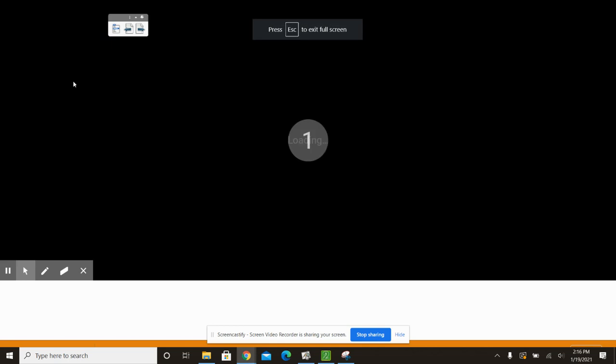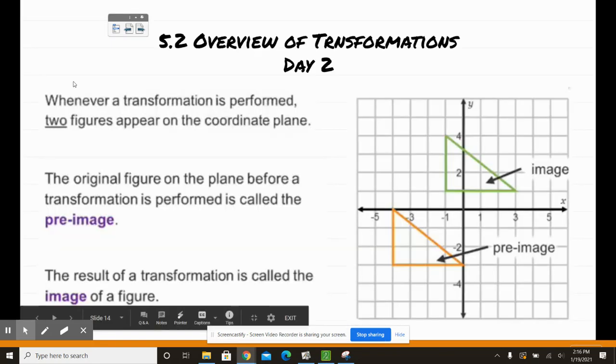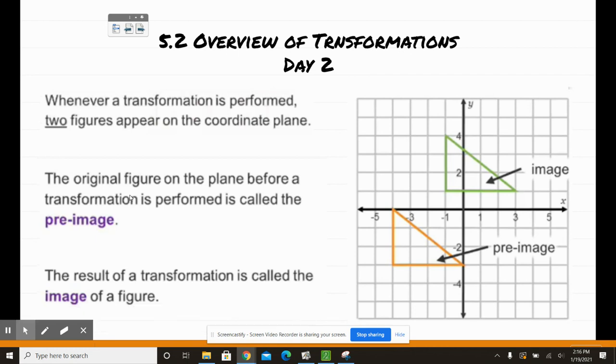Hi guys, we're going to finish up our lesson on transformation. This is the day 2 lesson, and a lot of this we kind of talked about last time. So what we're going to be talking about is when you do a transformation, and if you remember, those transformations are rotations, reflections, translation, and dilations.